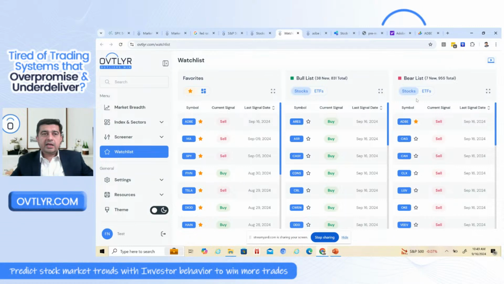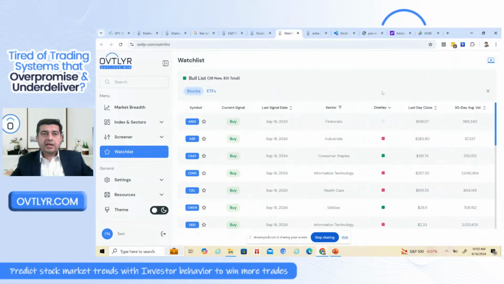Again, to me, I have this four-step process. I look at the broader market, right? I try to find, okay, which stocks I want to focus on, right? I may have some favorites, right? Many of us do, like Nvidia or Apple or whatnot. You have these favorite stocks and you only trade those. Or you can come here, right? Look at the bull list.